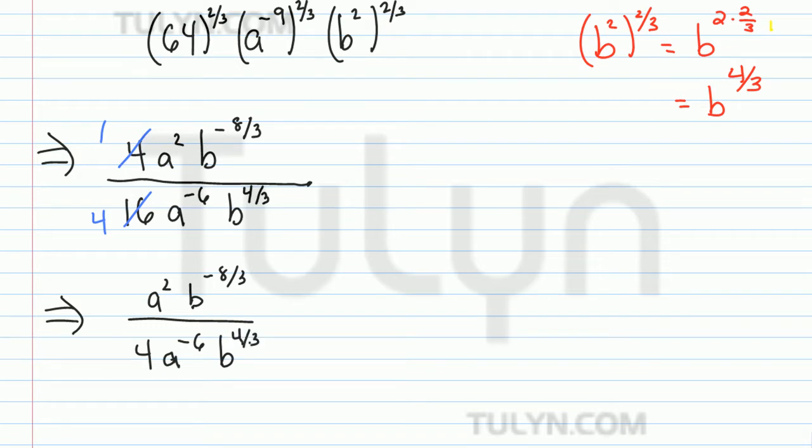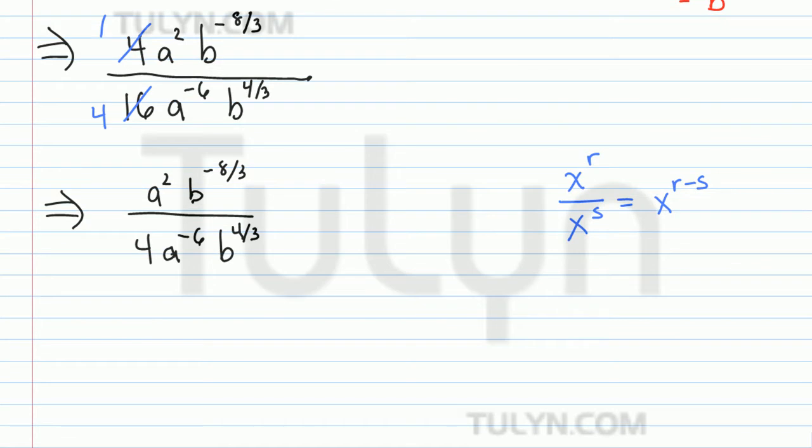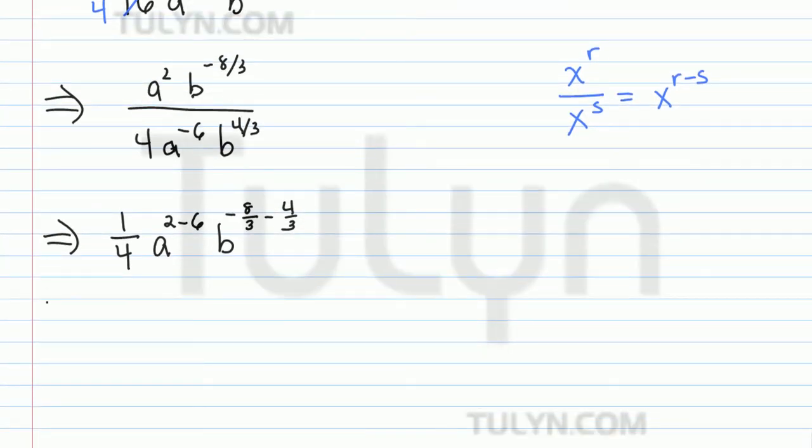Now, I want to recall that when you have any power x taken to an exponent and you're dividing it by x taken to a different exponent, what you do is you subtract the exponents. So this becomes x to the r minus s. So let's do that with the a's and the b's. I'm going to pull out that 1/4 outside. Remember that 1/4 that we reduced. And then we get a to the r minus s, so the top minus the bottom, 2 minus 6. And then b to the negative 8/3 minus 4/3. I subtracted the bottom exponent from the top exponent, according to the rule.